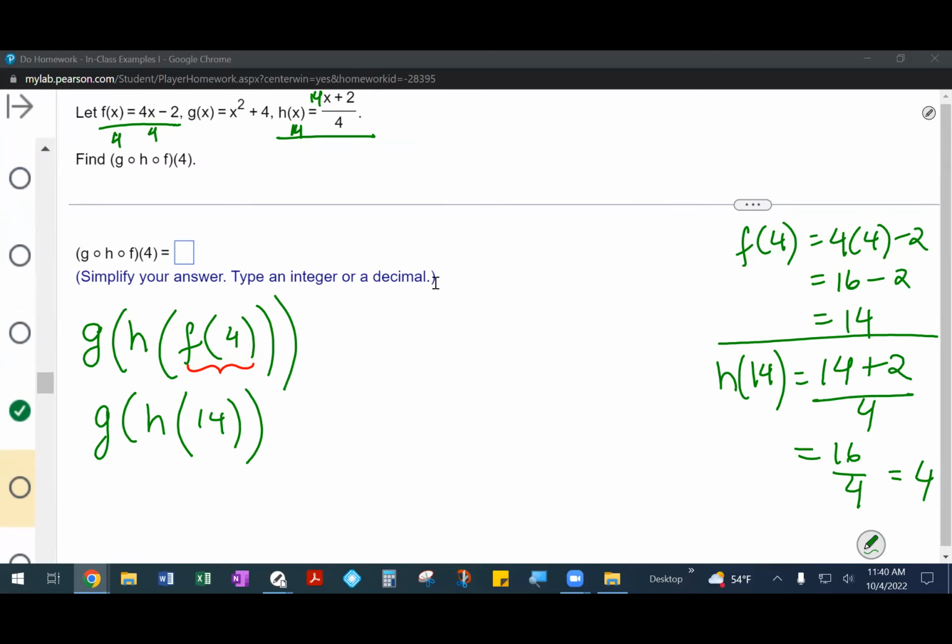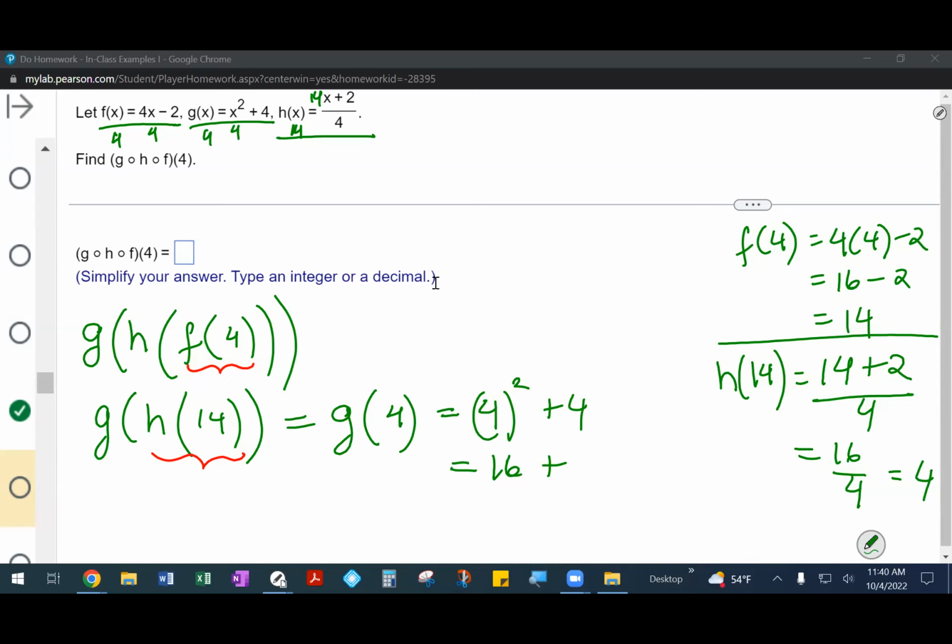So that means we are now replacing h of 14 with 4, which is going to become your input to the g function. So g of 4, let's see, this guy here. So that becomes 4 for the x value, which will be what? 4 squared plus 4. And you can see that's where the 20 comes from, right? So 4 times 4 is 16, 16 plus 4 will give us 20.